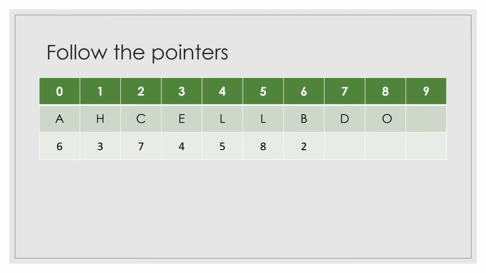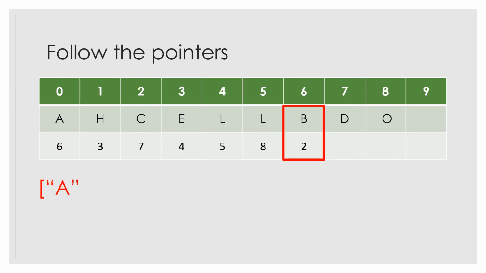To traverse a linked list, we start with the header. That's the first node in the list. The computer will remember the location of the header of a linked list. So this linked list starts at location 0. Location 0 stores the value A and a pointer. The pointer is number 6. So let's follow that pointer.